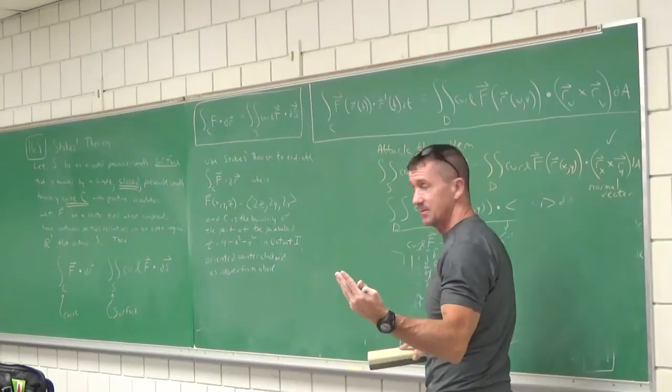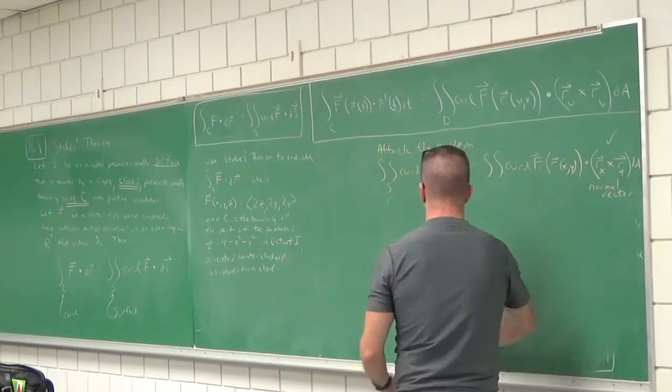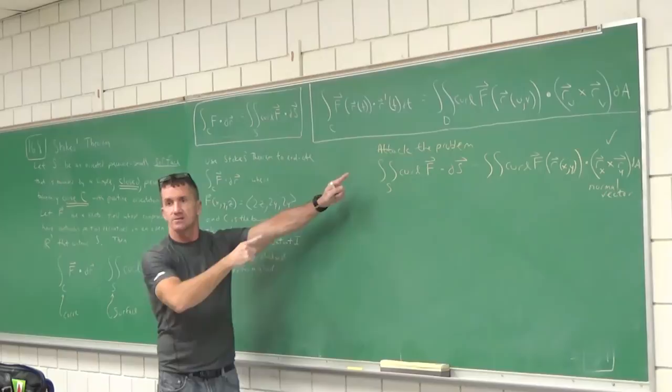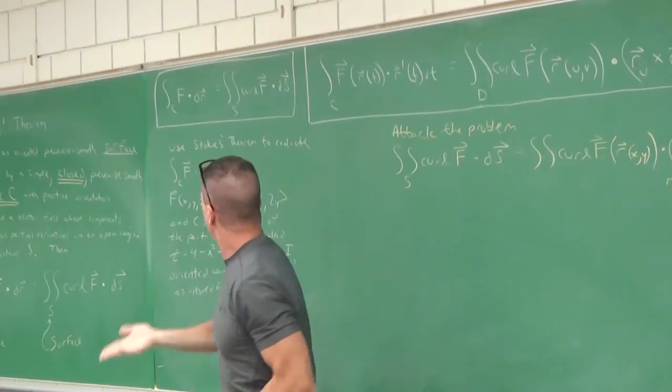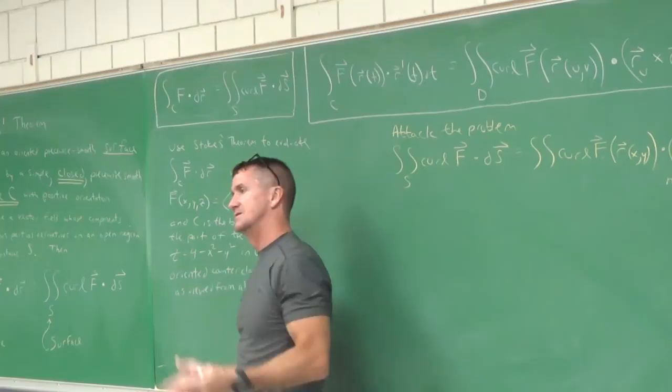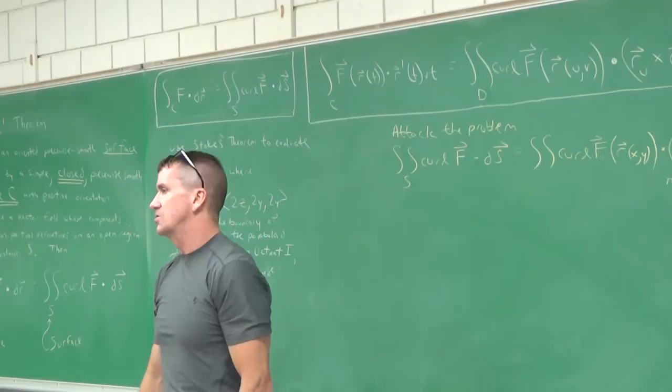Everyone, you agree the attack method is going to be the same. How should I attack this problem? Like this. Why? Because they said use the theorem. If they said use the theorem, they want you to do it this way. Could you do it the other way? Of course you could, it would just take you long. It's just like doing a problem from section 16.2. You'd just have a few line integrals.